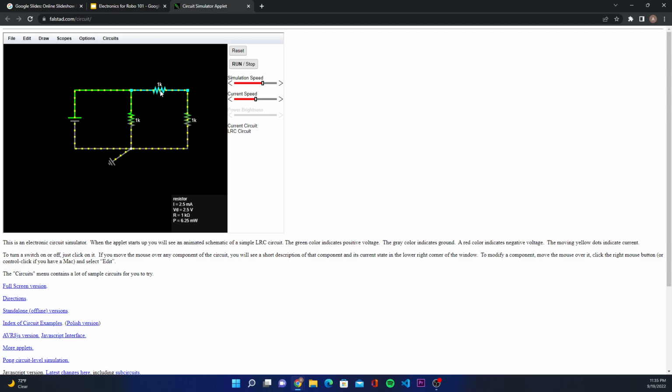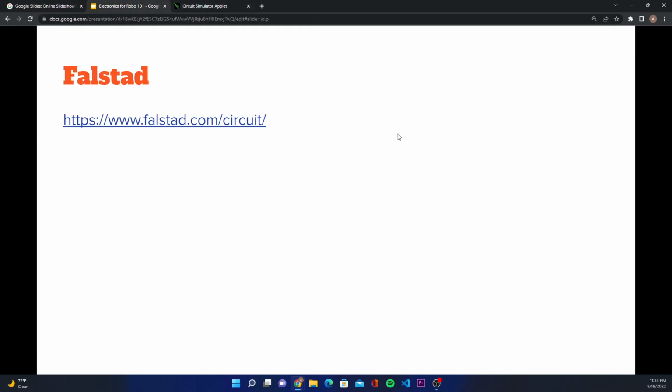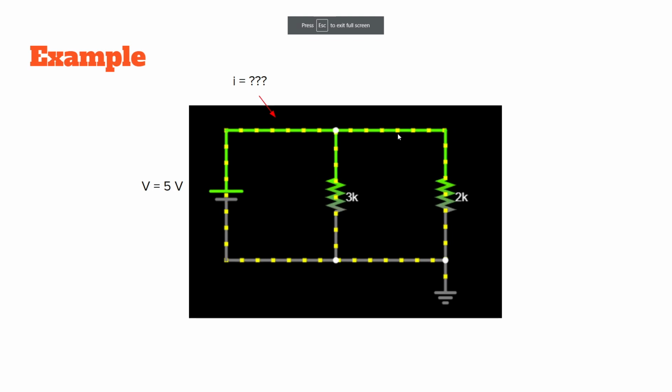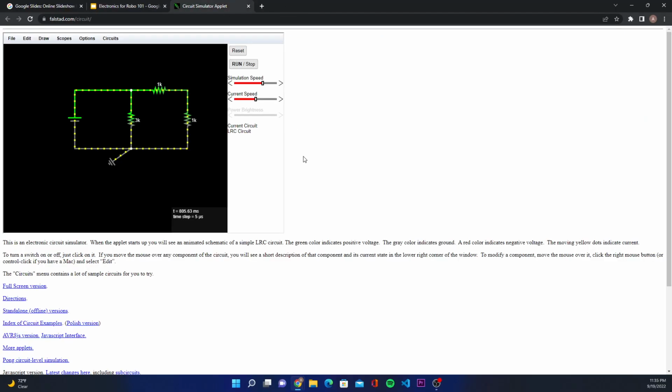So we had 1K here, 1K here, and then I think we had a 3K right there. Wait, let's check that. Okay, that's the circuit that we had. And we want to find the current at this point. So what we can do is just hover over it, and then it should give you... Okay, I was off by a little bit. It is 4.167. But yeah, you can check on your calculators that that is indeed 5 divided by 1.2.